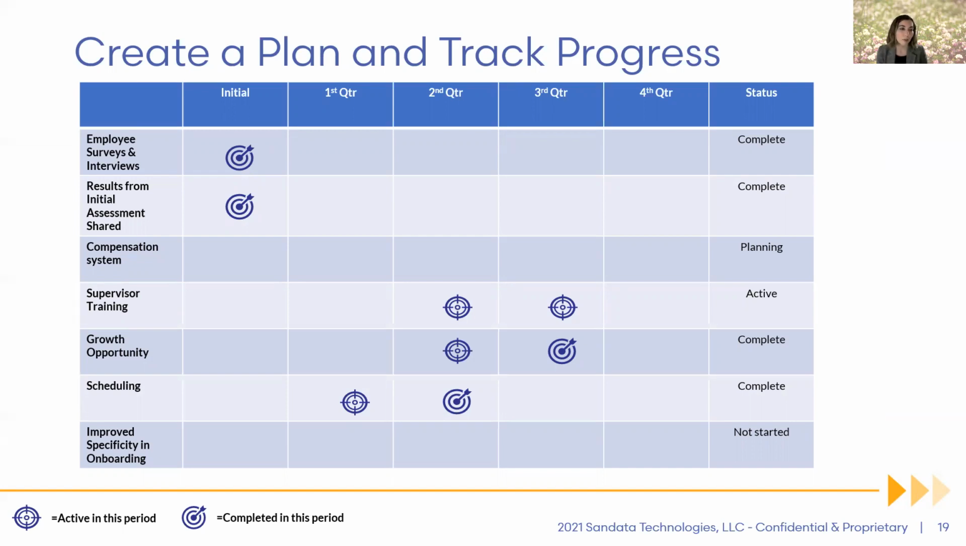So here we have an example where I took the quantitative and the qualitative information, as you can see in the initial period, which has been completed. And then from there, each quarter, tracking progress that the organization is making toward the different goals. So I mentioned compensation system. You can see here that it's in the planning mode. Supervisor training is active, growth opportunities complete, scheduling complete, and then improved specificity and onboarding not yet started.